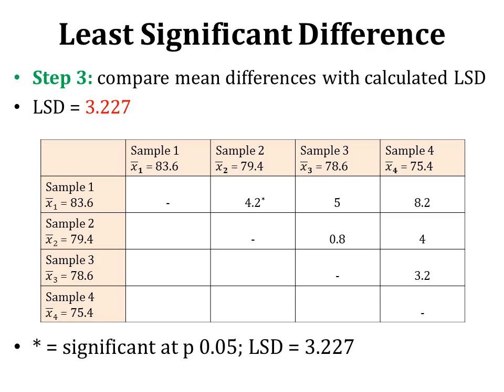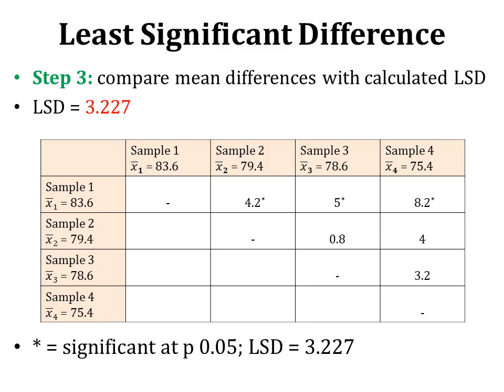Now let's see the next difference between the pairs of samples. This is 5, and 5 is also greater than 3.227. So what we ought to do here is place an asterisk, right? And this asterisk notifies that this difference is also significant. Then we have the third pair, which is 8.2. This is also greater, so we are going to place another asterisk here.